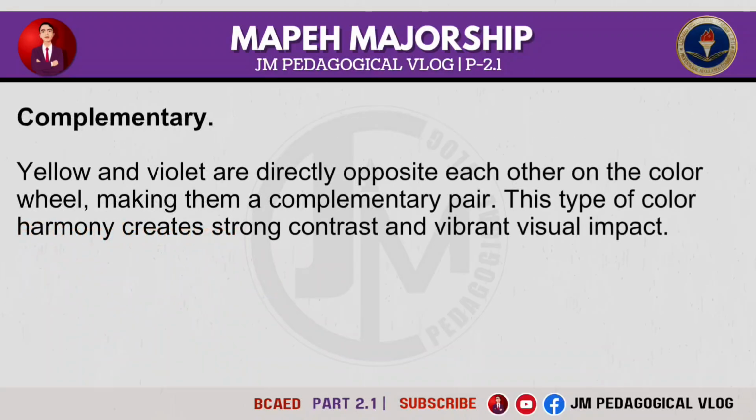Complementary. Yellow and violet are directly opposite each other on the color wheel, making them a complementary pair. This type of color harmony creates strong contrast and vibrant visual impact.